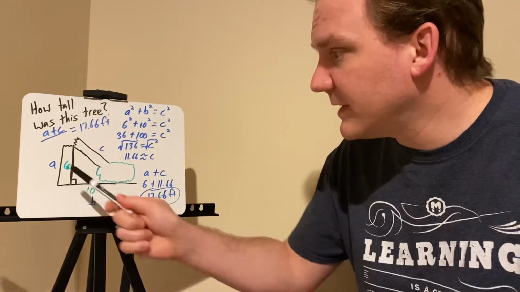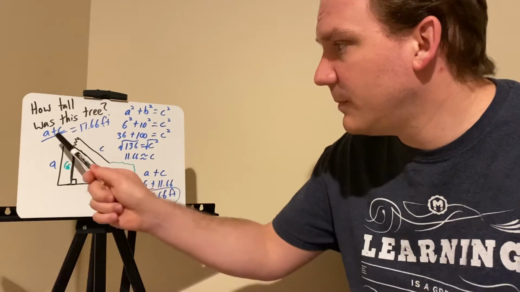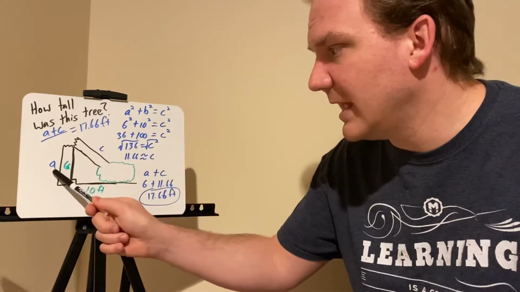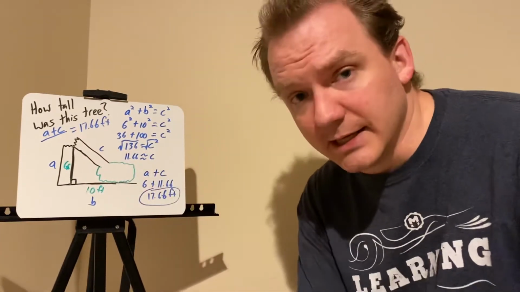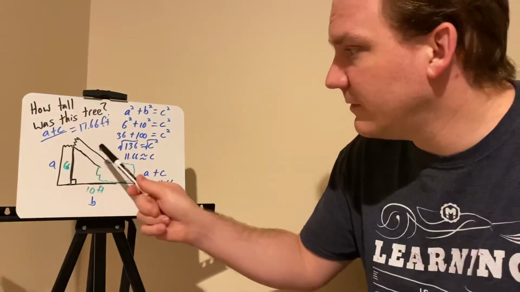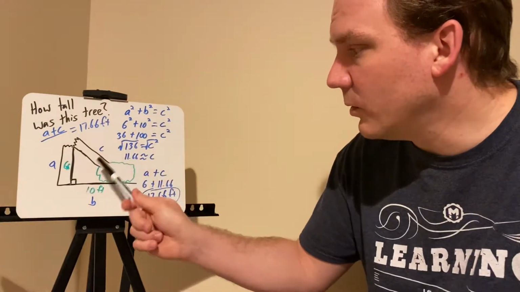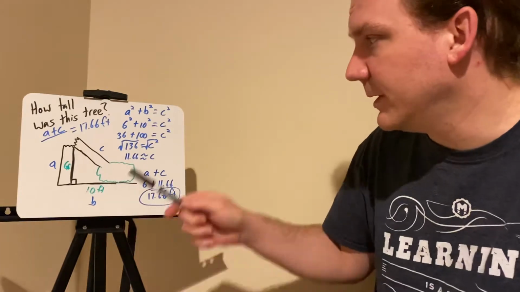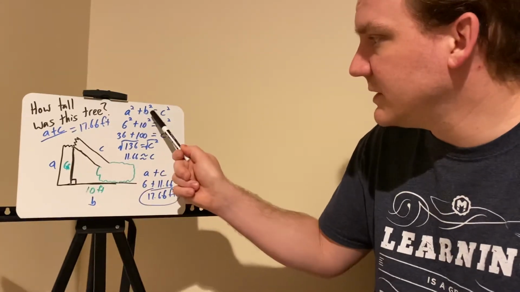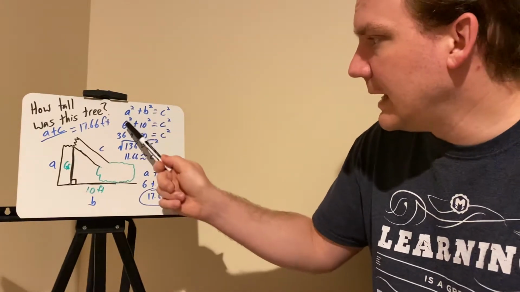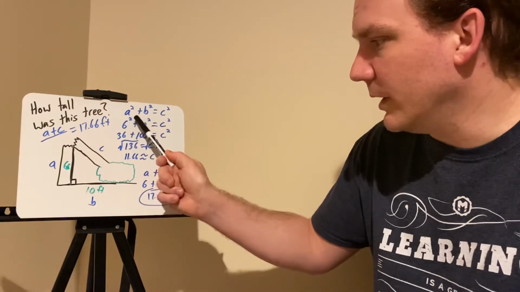But in order to figure this out, we have A, B, and C, but keep in mind the tree's height is actually going to be A plus C. So at the end, once we figure out C, we can then figure out the original height of the tree. So I use A squared plus B squared equals C squared. A is going to be 6, so it's 6 squared. I was able to measure that.